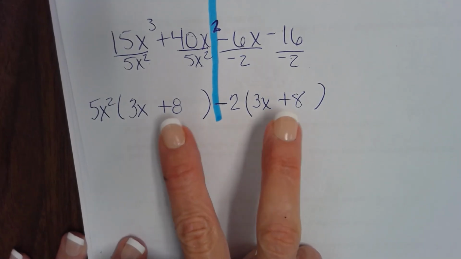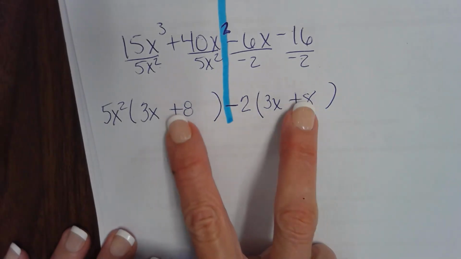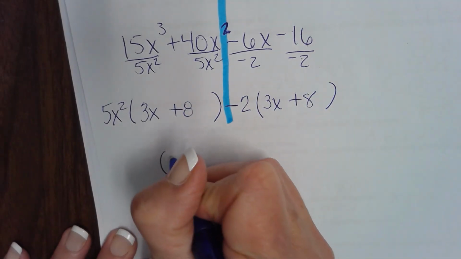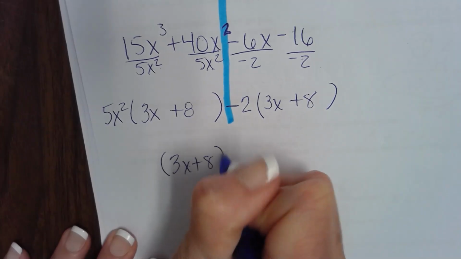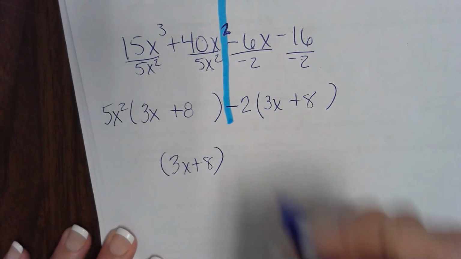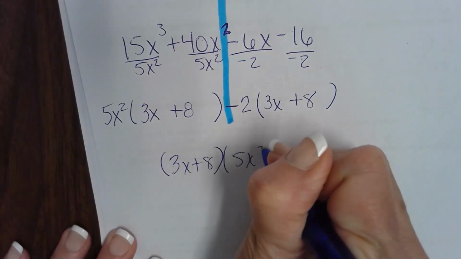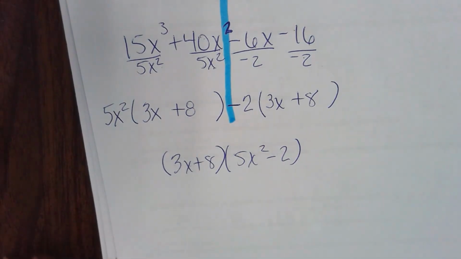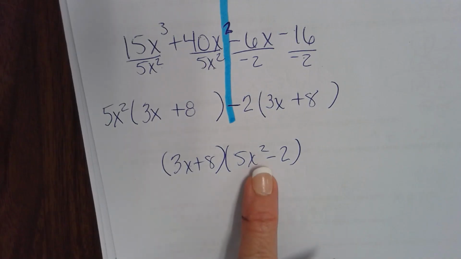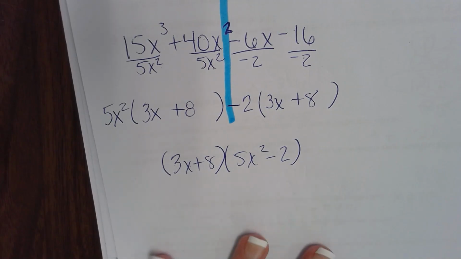I got to have this the same. That is a common factor. So now I pull that out. And then my other factor is 5x squared minus 2. Did y'all have minus 2? Did you have minus 2? Minus 2. Okay.